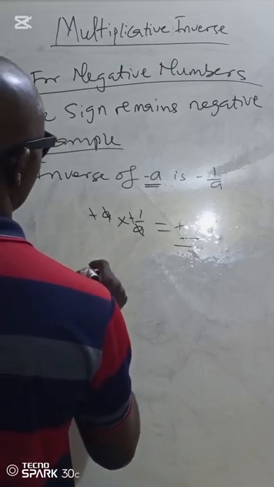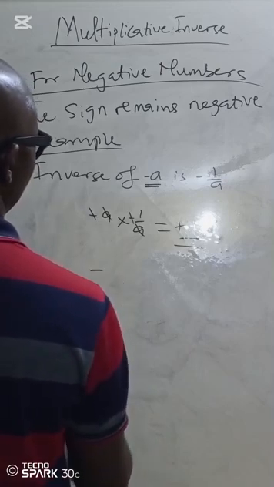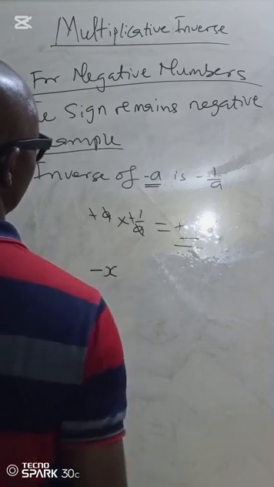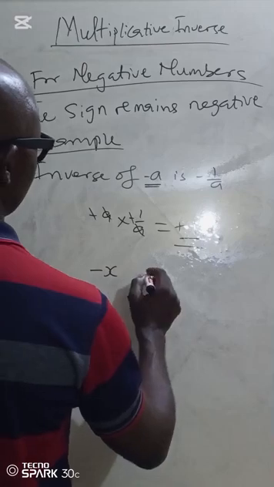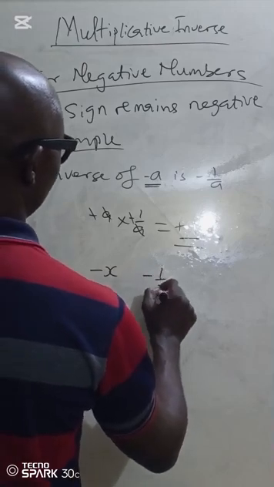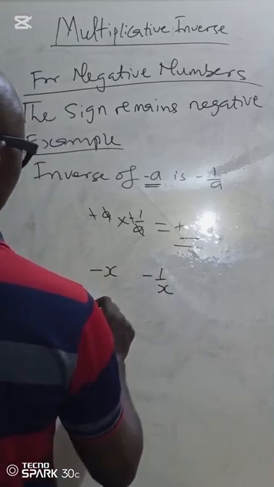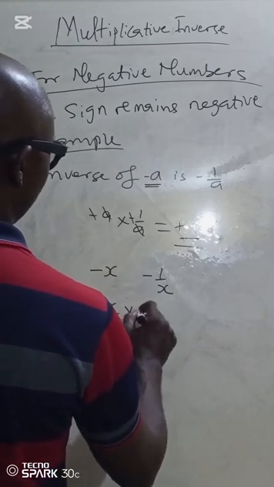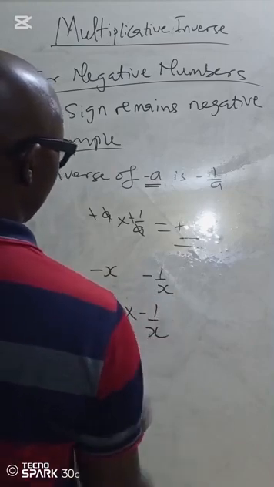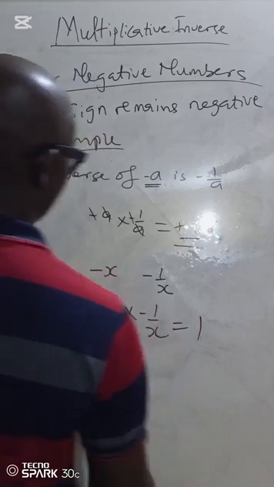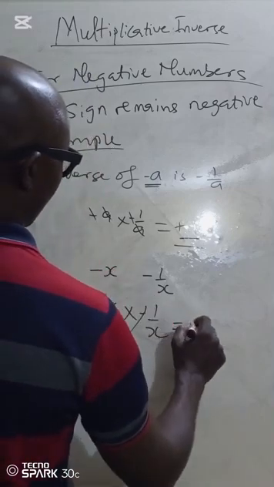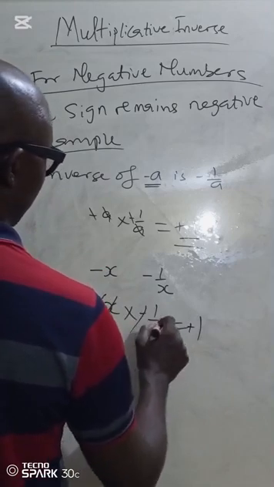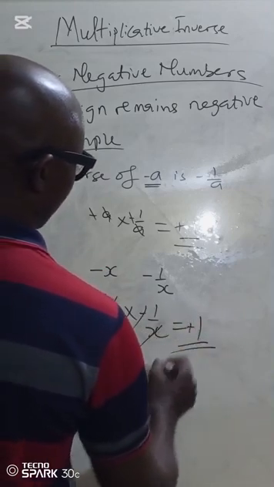Like if I say what is the multiplicative inverse of minus x, the multiplicative inverse of minus x remains minus 1 over x, because if they multiply each other, that will give 1. Minus multiply minus, that's plus. X divide x, that is 1.